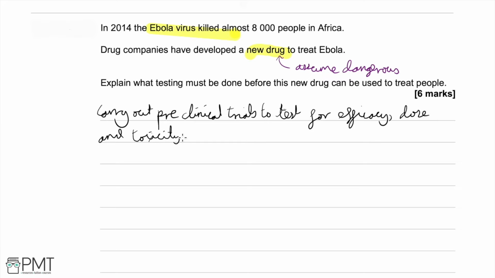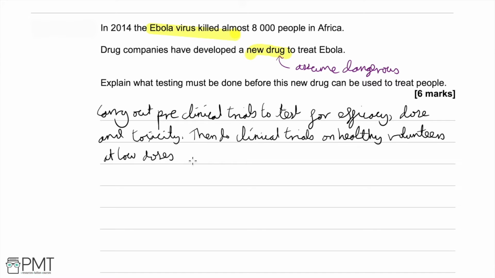Once we know that it's safe on cells, we then need to test for its toxicity on humans. Something that's safe on cells may not necessarily be safe for humans. So we need to do clinical trials on healthy volunteers at low doses to monitor safety. And following this, knowing that it is safe, we're going to test for optimum dosage and efficacy.